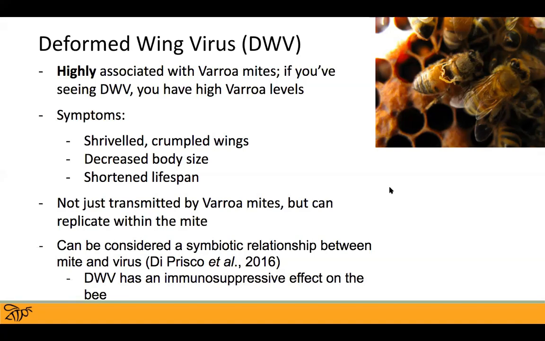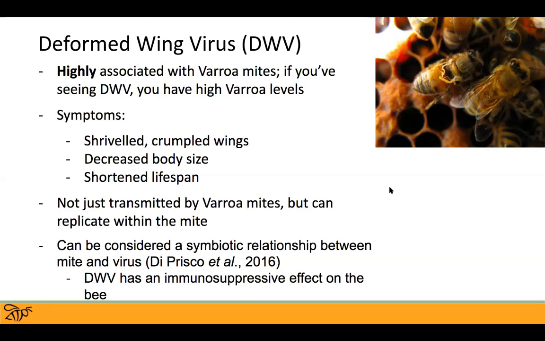Also, something that's really interesting is that some researchers consider the relationship between deformed wing virus and Varroa mites to be a symbiotic relationship. So what that means is that it's a relationship that is mutually beneficial for both the mite and the virus. So the ways that the mite benefits the virus are pretty obvious because the mite is really essential for both the transmission and replication of the virus.